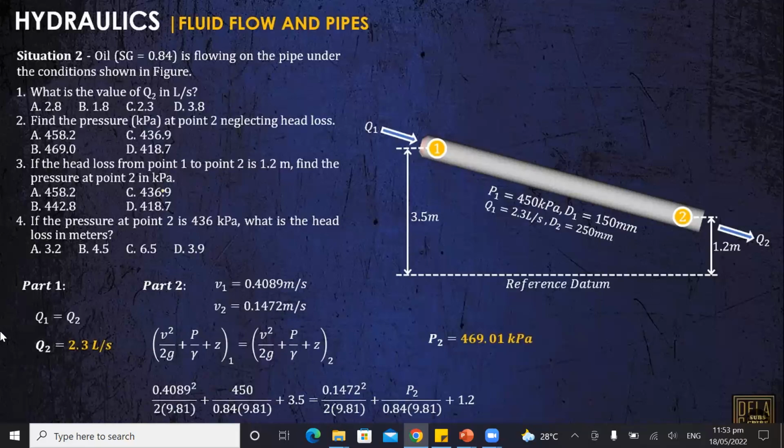Now, for number 3, if the head loss from point 1 to point 2 is 1.2 meters, find the pressure at point 2 in kPa. That means we'll be considering the head loss. Idagdag lang natin yung head loss sa equation natin dito.